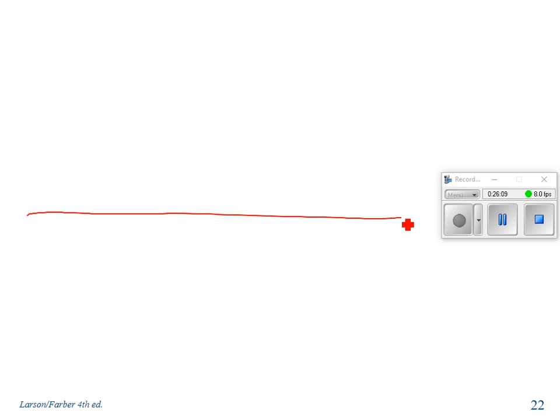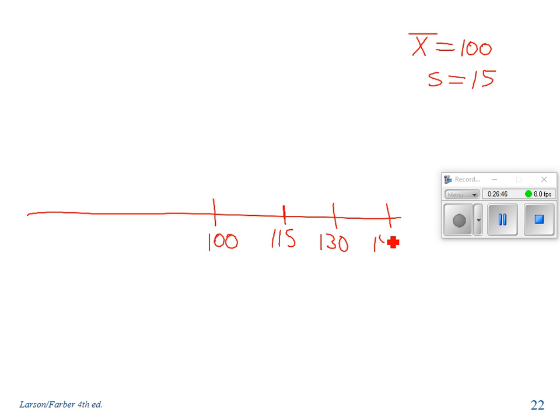You're gonna draw this. What goes right in the middle? Look at your little graph. The X bar, what is our X bar? So we're gonna put 100 right there. They told us X bar was 100, so that goes right in the middle. That's our mean. What did they tell us S was? 15. So when I wanna go out one standard deviation this way, where am I gonna be? 115. Another standard deviation? 130. Another one? 145.